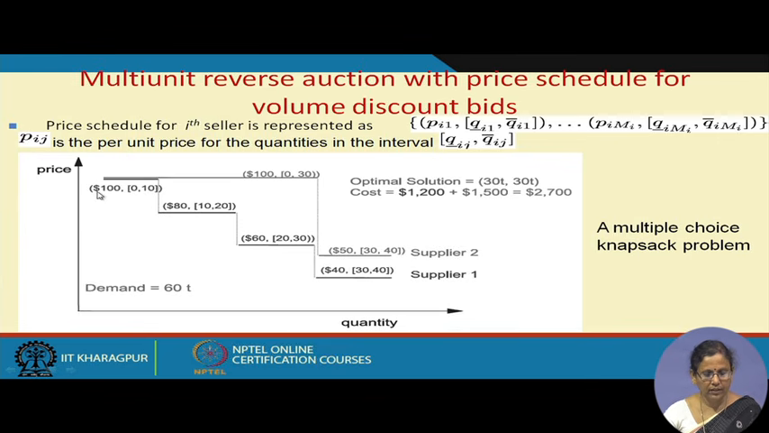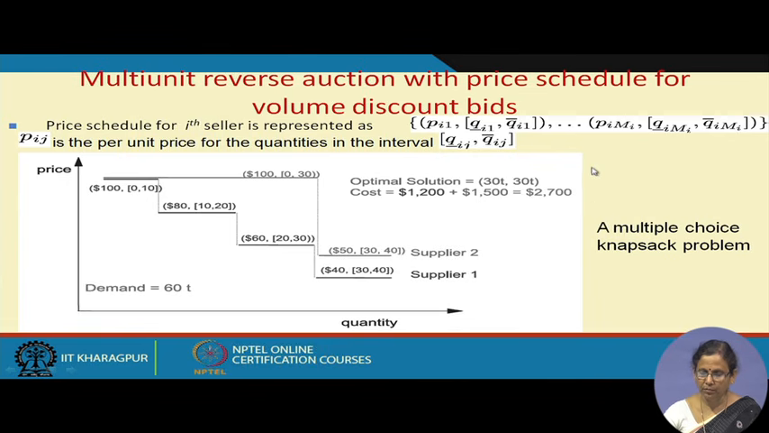First 10 units $100, second 10 units $80, next 10 units $60, and finally, next 10 units $40. Now, I can have many constraints here as well. I should be buying some quantity from supplier 1 and some quantity from supplier 2. So, how much to buy from supplier 1 and how much to buy from supplier 2. My total demand is some 60 units. So, there will not be a very straightforward formulation to solve this.